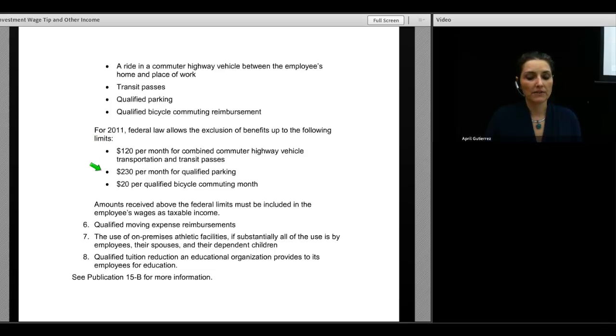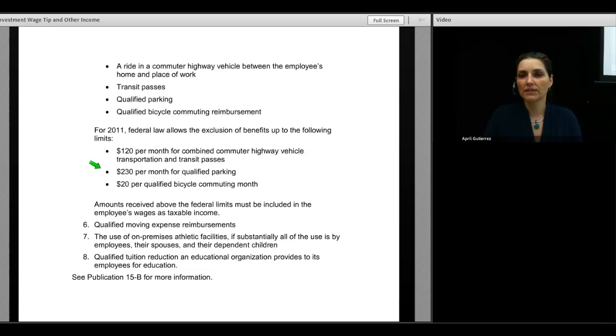We also have a limit of $230 a month for qualified parking. Now, if you work for an employer in a downtown core area where parking is expensive and has to be paid for, it can really put a dent in your wallet. And employers are allowed to pay for that parking expense for you. And if they do so, though, anything above and beyond $230 a month is a taxable fringe benefit to you.